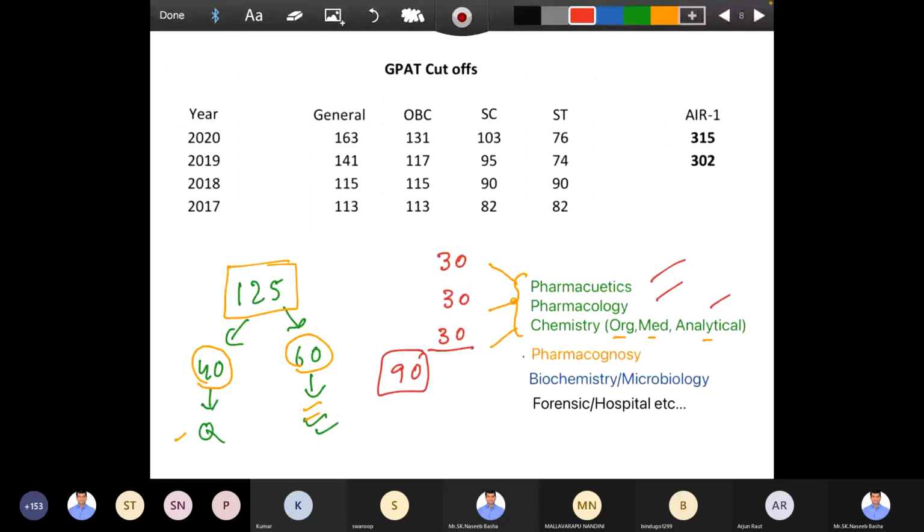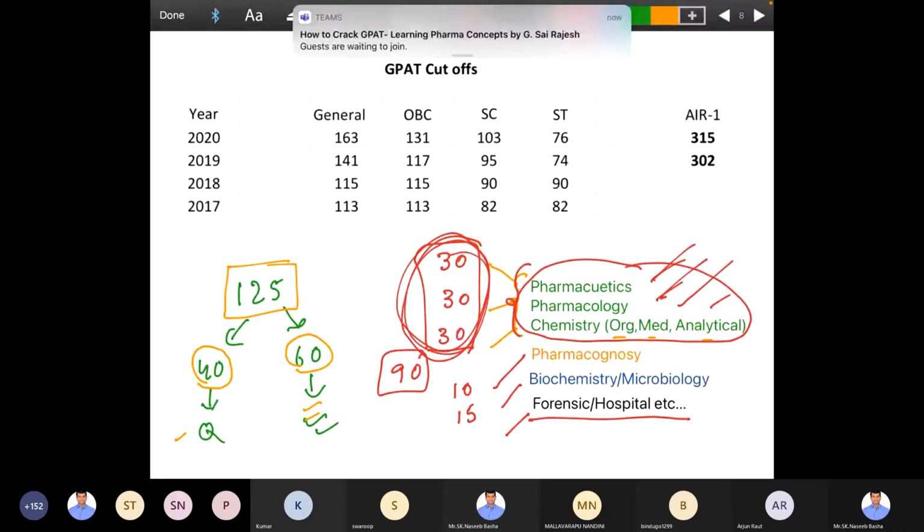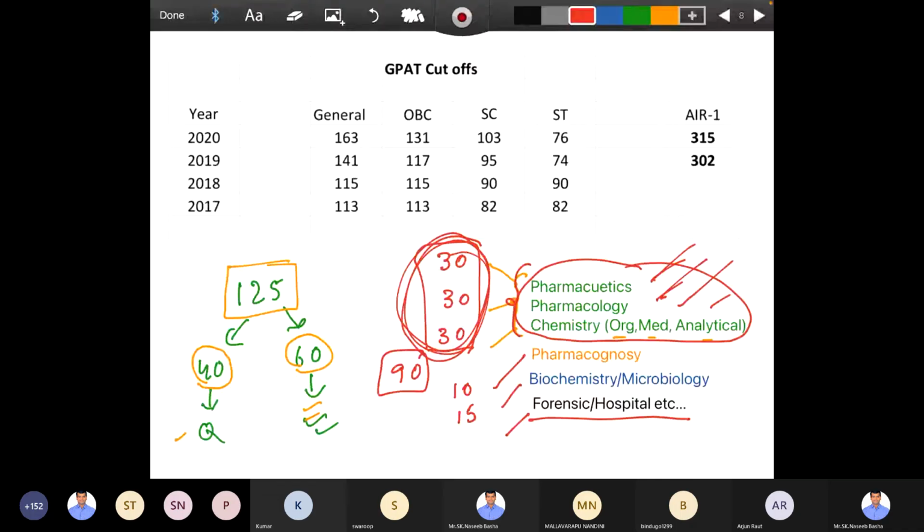The majority share is coming to these subjects. Pharmacognosy has 10 more questions. Biochemistry and microbiology have 14 to 15 questions. The rest of the subjects put together have the remaining questions. So these topics are very important to do well in your GPAT: pharmaceutics, pharmacology, chemistry, organic, medicinal, and analytical. Understand these things, my dear students. There is a major share of questions coming from these three topics, so give your best in these subjects so that you will do well in the examination.